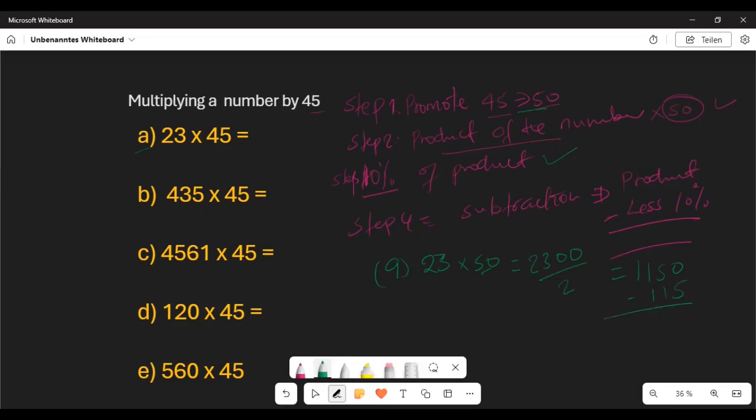So you see, it's like a one-liner, but the thought process that's going on is step 1, we're promoting everything to 50, and then multiplying the number by 50, and then we quickly look at the 10% of the product, and then we get the answer.